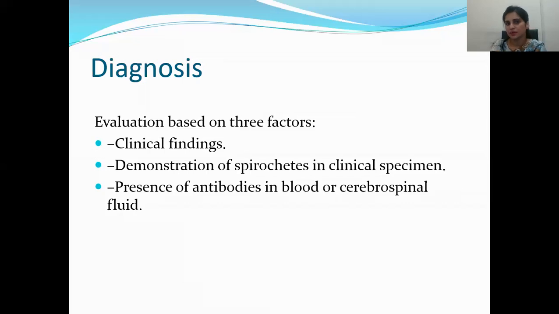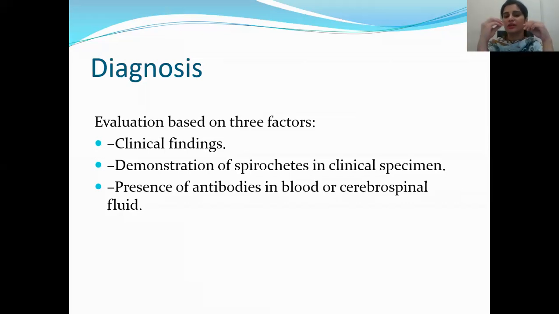And the signs and symptoms of syphilis: in primary syphilis, the first characteristic lesion is a chancre, which is an indurated ulcer present on the external genitalia, or it may be present anywhere in the cervix or in the lips or in the oral cavity as well. And then after 3 to 6 weeks, the ulcer resolves without treatment, and then the symptoms of secondary syphilis develop.